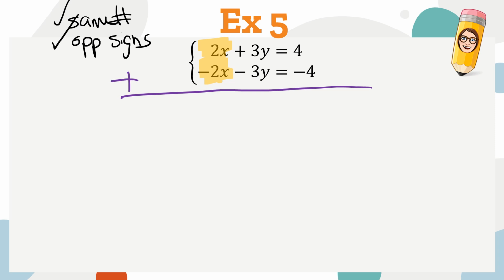2 plus -2, that cancels. Let's drop everything else down. 3 plus -3, wait a second, that also cancels, but I need something, right? I can't have an equation with nothing on one side. So what's anything subtracted from itself? 0. I need a 0 there, right? I can't have an empty equation. All right, let's keep going.